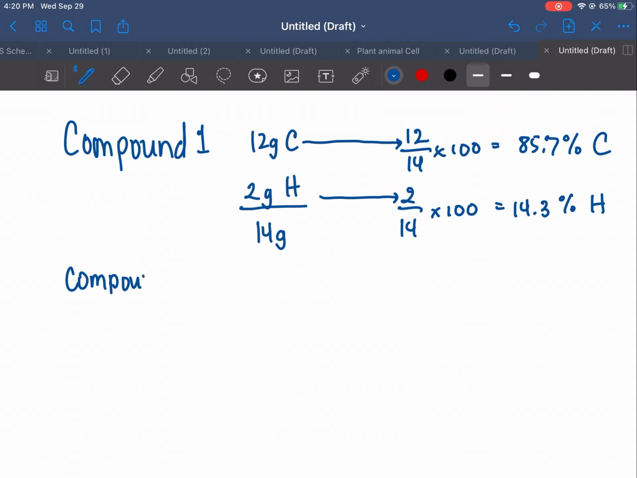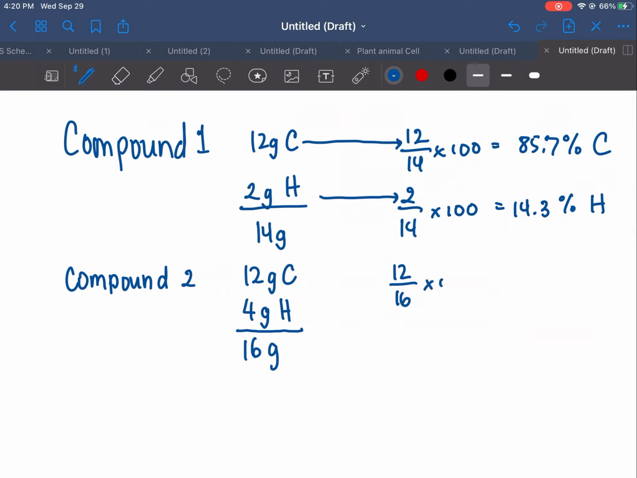Okay, it works. So I got compound 2. Compound 2 has 12 grams of carbon and 4 grams of hydrogen. You can probably already make a conclusion about whether those substances are the same or not. So let's add that. 12 plus 4 is 16. By looking at this, we can already know something is off.